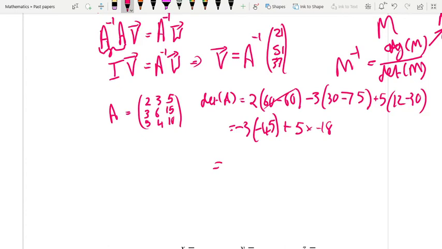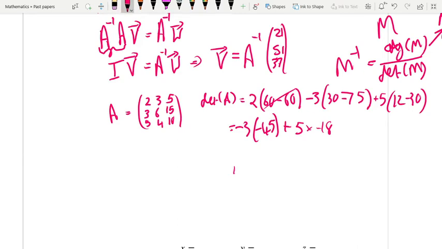3 times 45 plus 5, 3 times 45, that's going to be positive. That's going to be 120 plus 15 is 135, minus the 18 times 5. 18 times 5 is what? So that's going to be 50 plus 40 is 90, so 135 minus 90 is 145. I believe the determinant of A is 45.